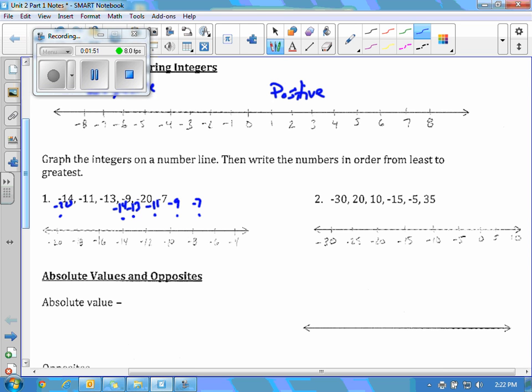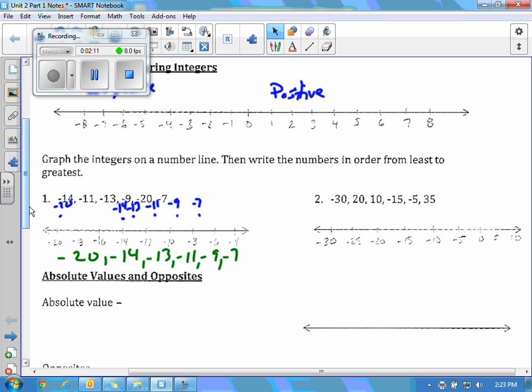So the first thing we want to do is put them on the number line, and then we want to put them in order from least to greatest. Now this is pretty simple after we put them on the number line, because we just go from the left to the right. So that means negative 20 would be the smallest number, and then we'd work our way up. Negative 14, negative 13, negative 11, negative 9, negative 7.